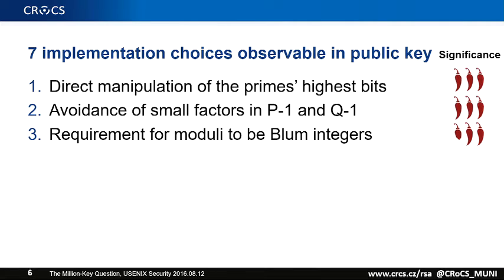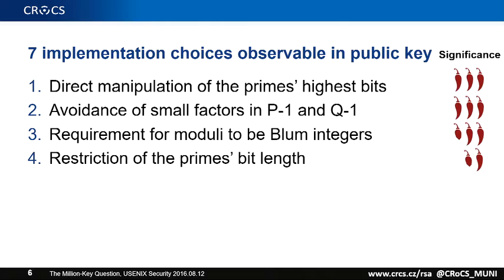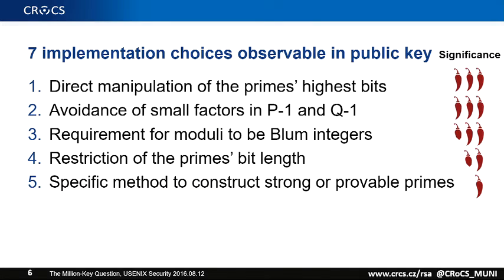Some sources, some libraries, and cryptographic smart cards require moduli to be Blum integers, for not really a clear reason, but this is observable as well. Some libraries restrict the length of the primes and some don't, and this will in turn impact the length of the modulus as such. Some libraries do not generate primes randomly, but instead construct them to be strong or provable primes. And this is observable, not that significantly, but it's observable from the public modulus as well.